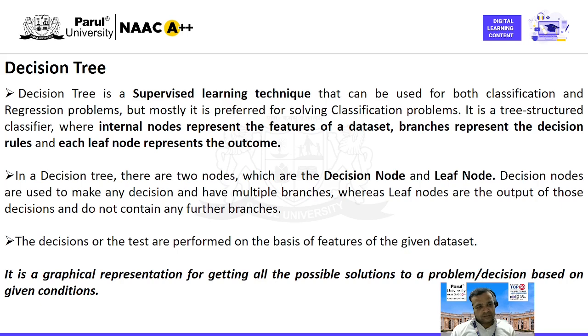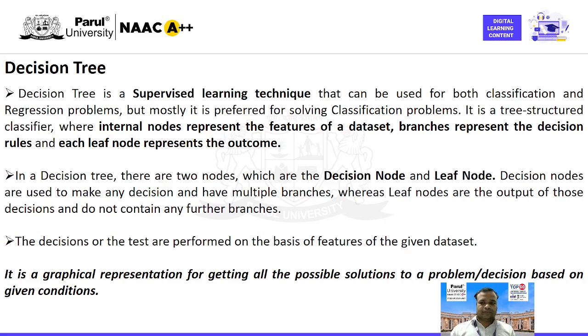Now we are discussing the next model, decision tree. Decision tree is a supervised learning technique that can be used for both classification as well as regression problems. You already know about classification and regression problems. We already gave the example of email spam classification, and for regression, weather prediction and stock market price prediction. These are considered regression problems.